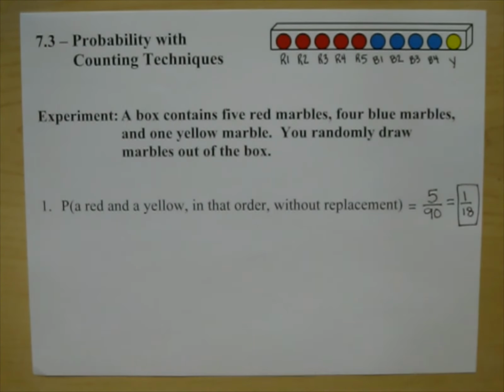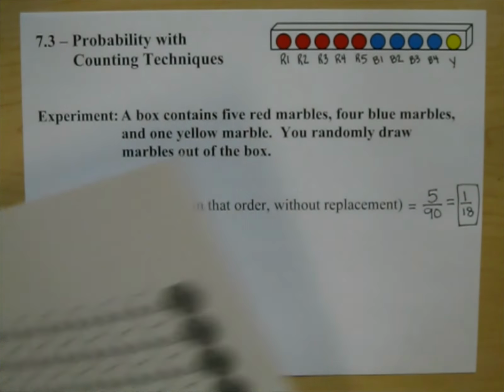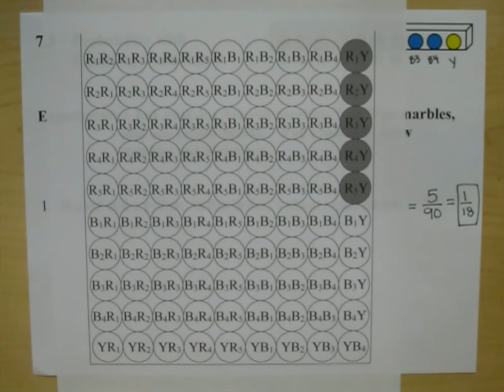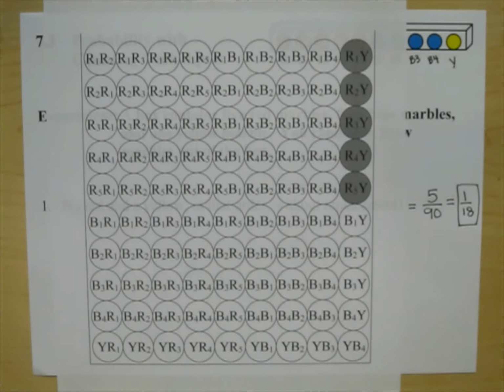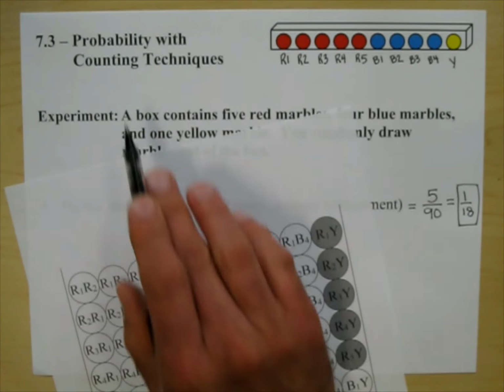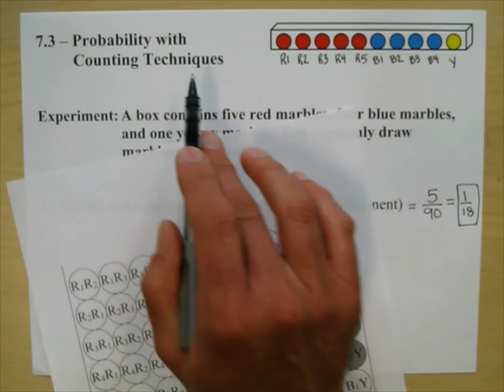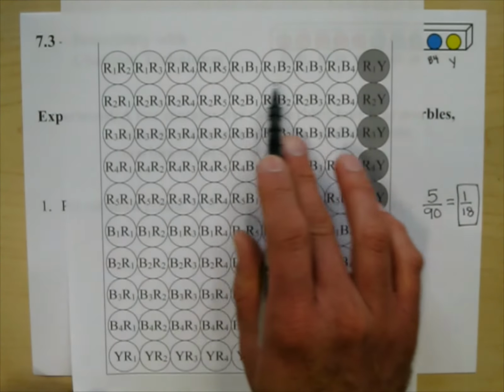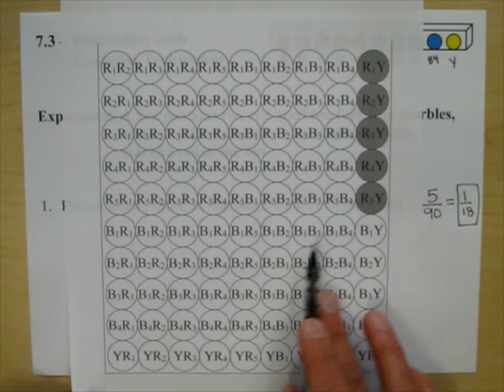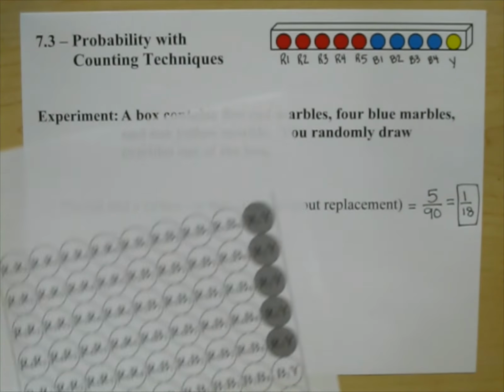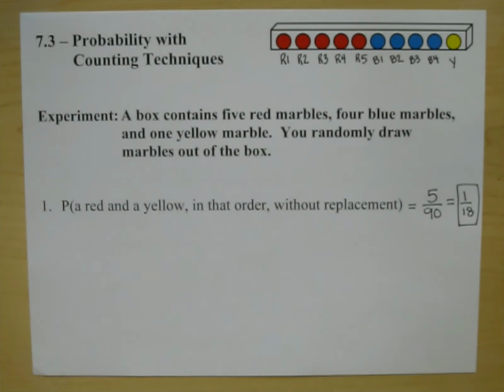Okay, so that's great. But we do not want to do our problems like this. We don't want to draw out 90 marbles. So that's why this is called probability with counting techniques. We're going to figure out a clever way of doing these problems and getting 1 over 18 without drawing all this. So let's see if we can do this.